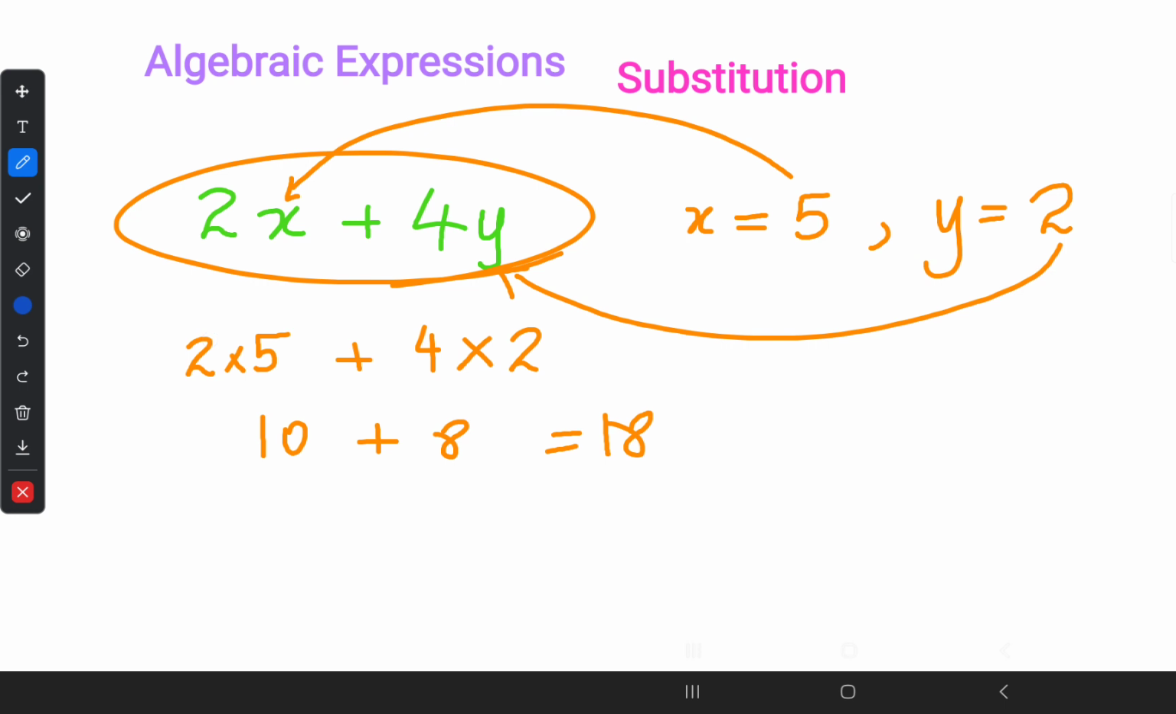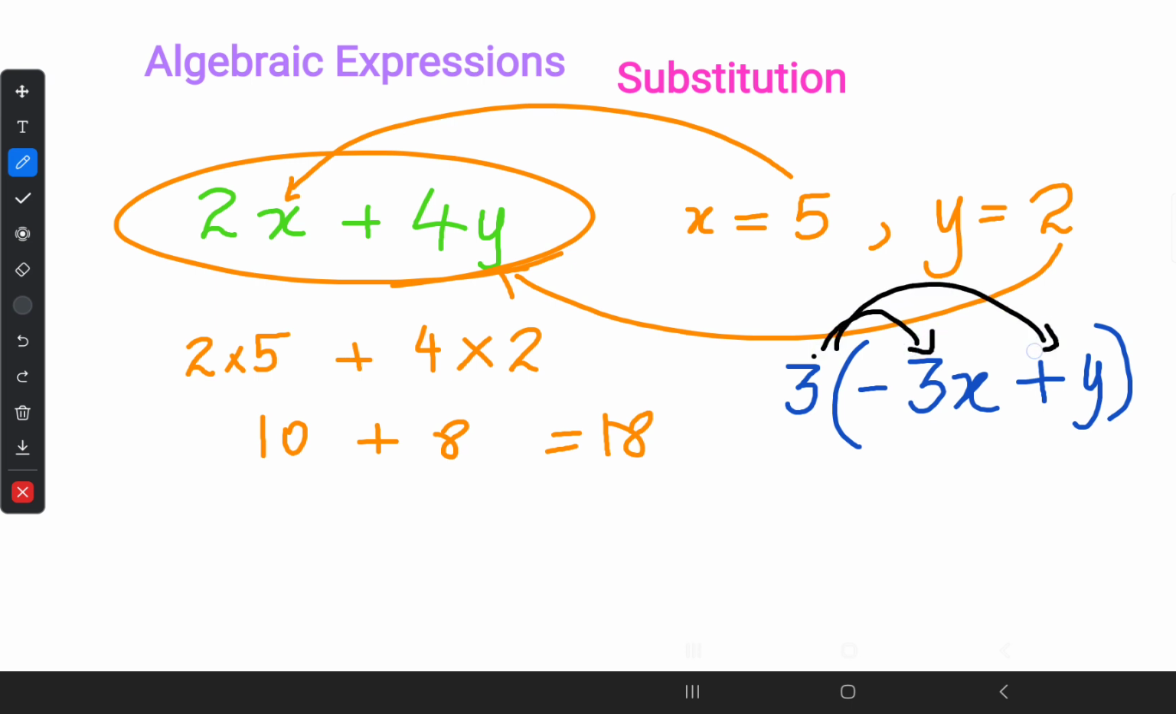Okay, one more question. By using the same values, 3 times negative 3x plus y. Let's find the answer for this one as well. 3 remains. Here there is a common 3, no? Outside the bracket there is a common 3. So you should expand this expression by using this 3. 3 times negative 3x, that's negative 9x. 3 times y could be 3y.